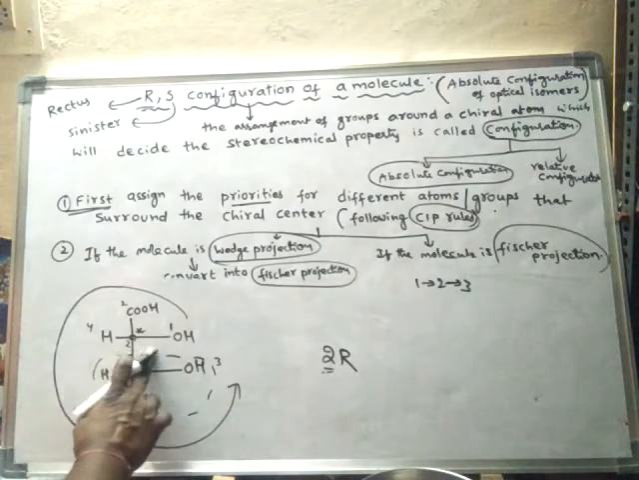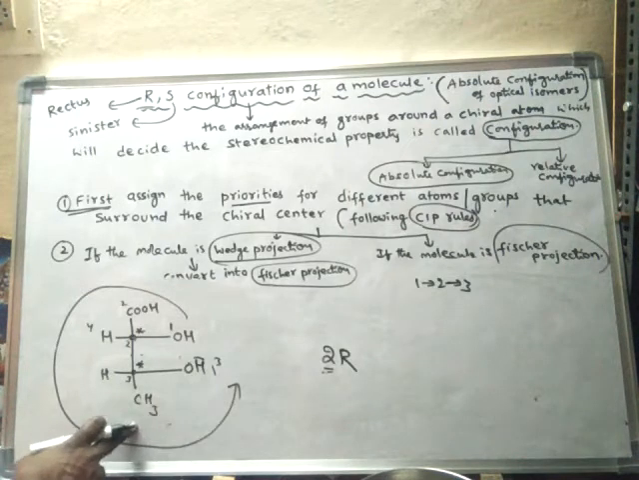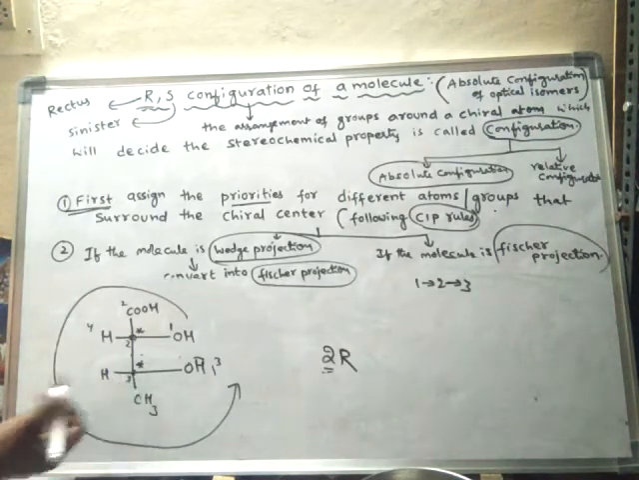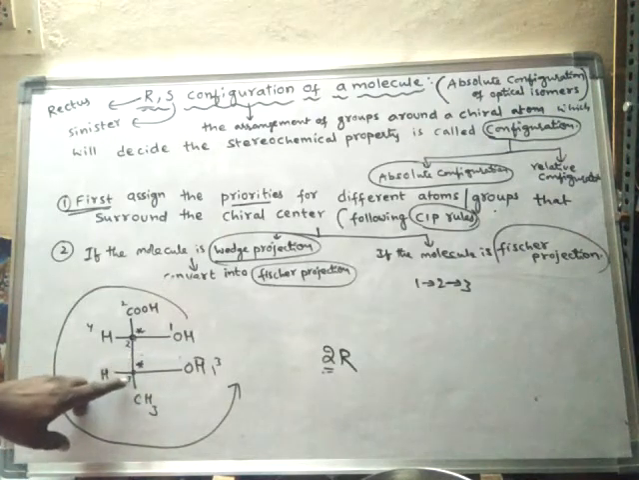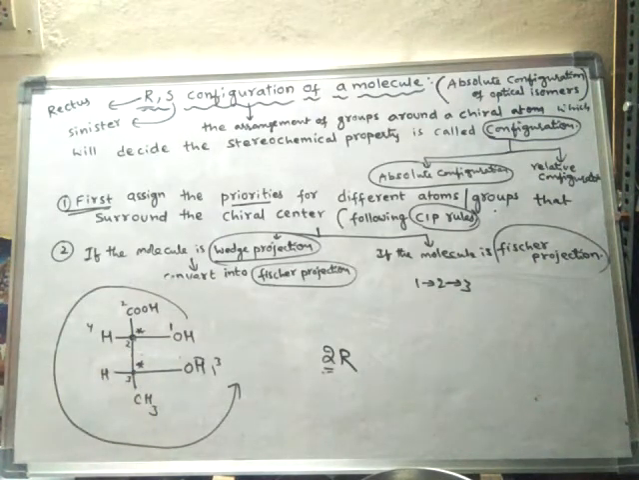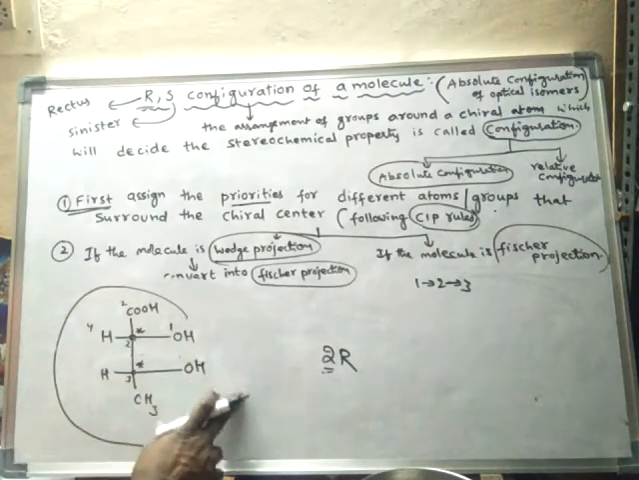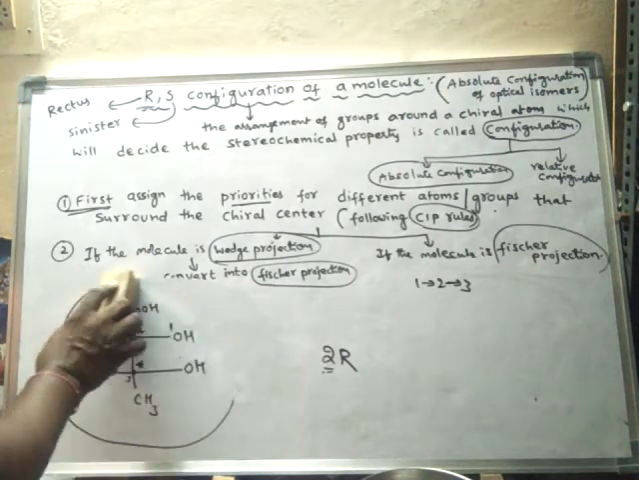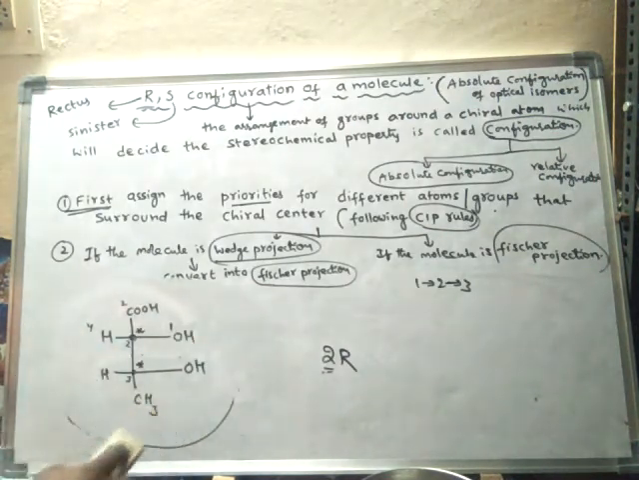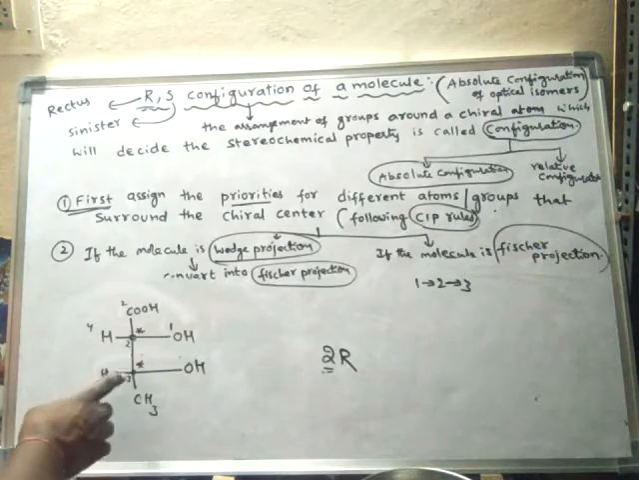Okay, now we will check the configuration of this carbon. So even this is also a chiral carbon. So what is the configuration of this carbon? While deciding the configuration of this carbon, we have to assign the priority orders first. Now on this carbon we will assign the priority for these groups based on this carbon.